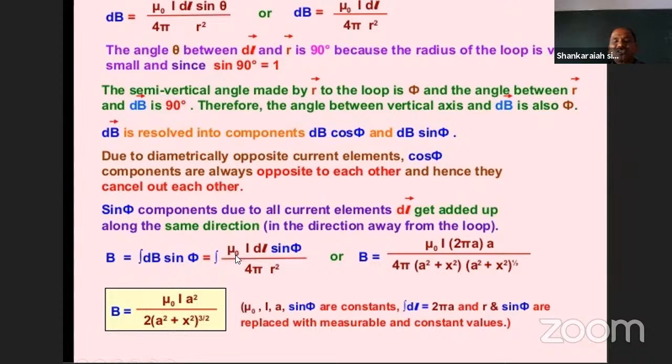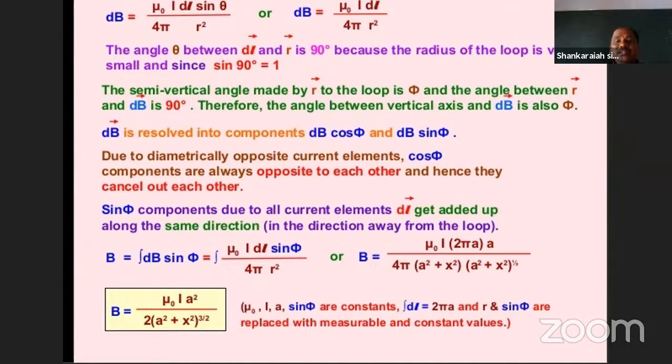Here mu naught is a constant, I is a constant, sin phi is a constant, 4 pi is a constant, r square is a constant. Taking the common terms out, we get mu naught I sin phi divided by 4 pi r square, integration dL. Integration dL is nothing but L.